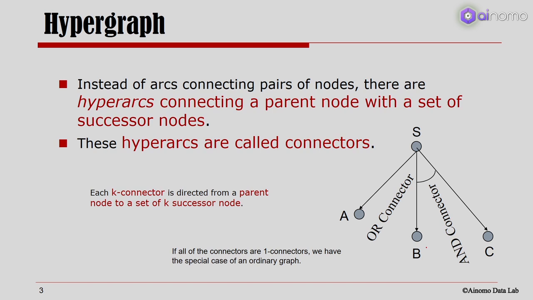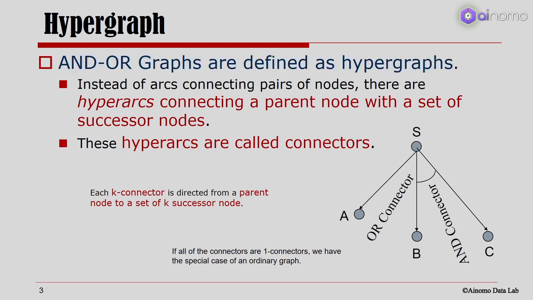Each K connector is actually a directed arc from a parent node to a set of successor nodes. Here between B and C, which are both to be solved for S to be solved, we have an AND connector. If all of the connectors are 1 connectors, then we have the special case of an ordinary graph. So, hypergraphs are used to define and/or graphs.